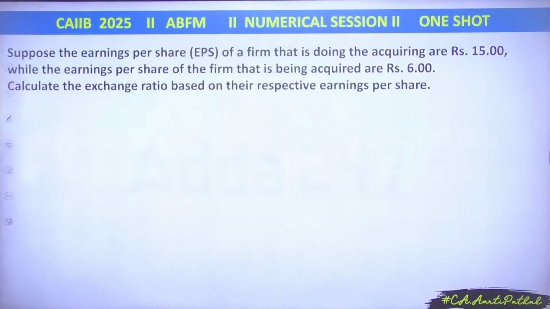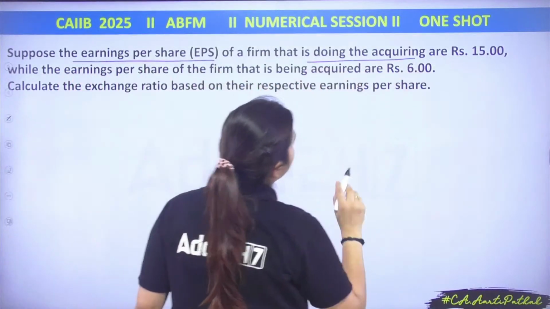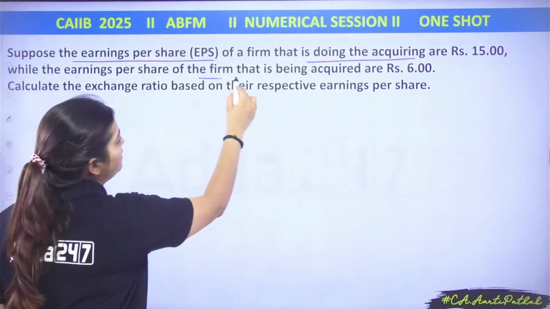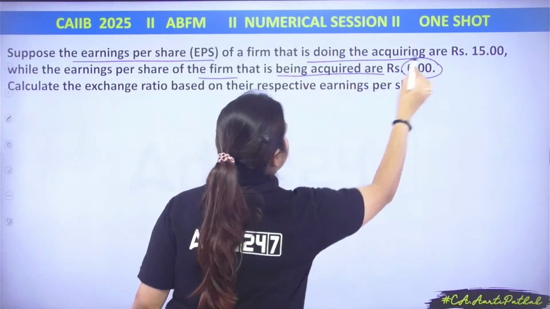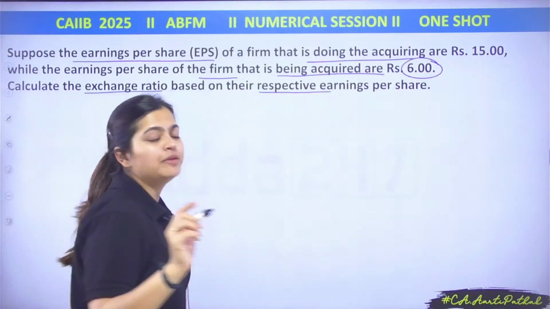Chali, coming to the next question. Suppose the earning per share of a firm that is doing the acquiring are 15, while the earning per share of the firm that is being acquired 6. Calculate the exchange ratio based on their respective earning per share.